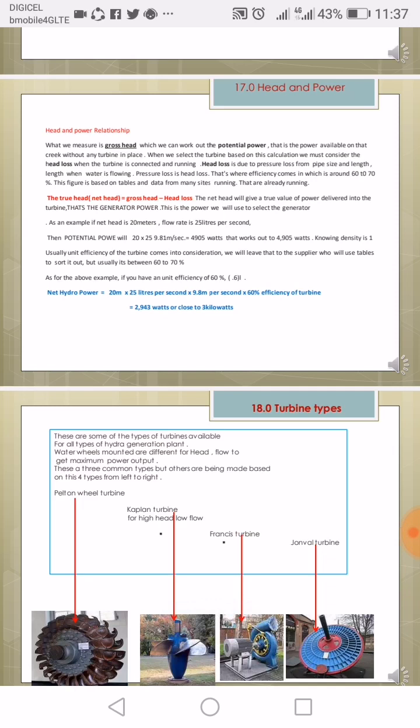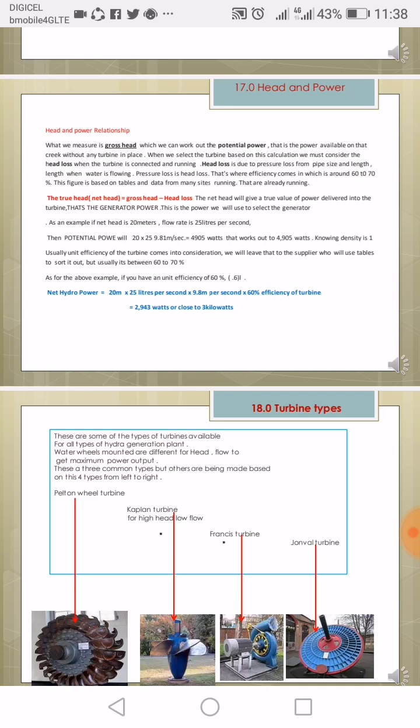What we measure is gross head. It is measuring potential power. Gross head gives me the potential power. That is the power available on that creek. That is the potential power.